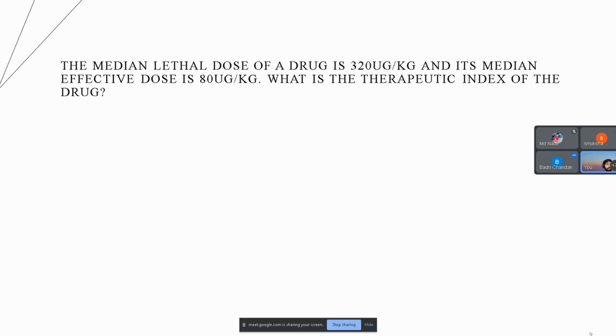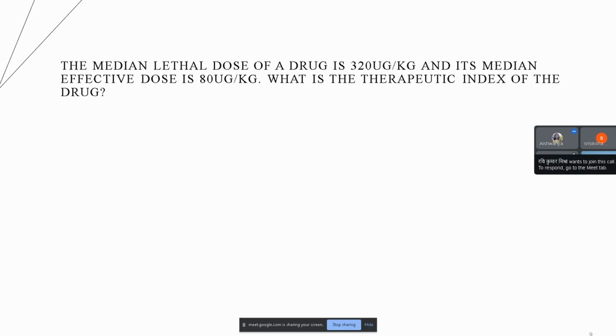So let's say 100 micrograms of the drug is required to cure a disease. So that's the median effective dose. So if 100 people were to take the drug, 50 people will get cured if you give 100 micrograms. But if you give 100 micrograms, you're also going to kill 50 people, right? So you cannot give 100 micrograms. Make sense? Yes, that makes sense.